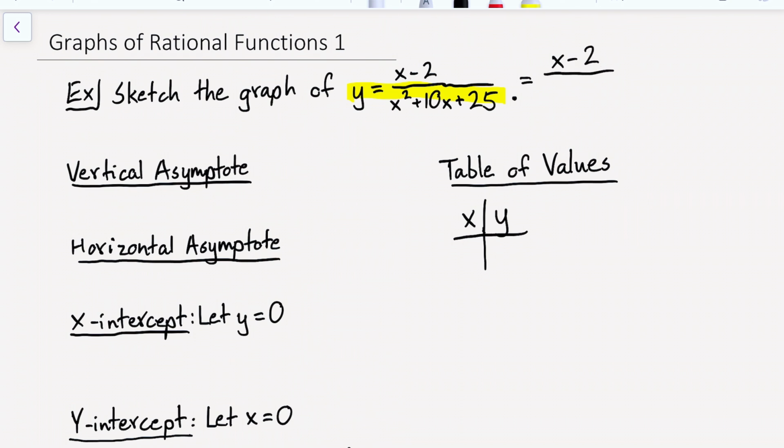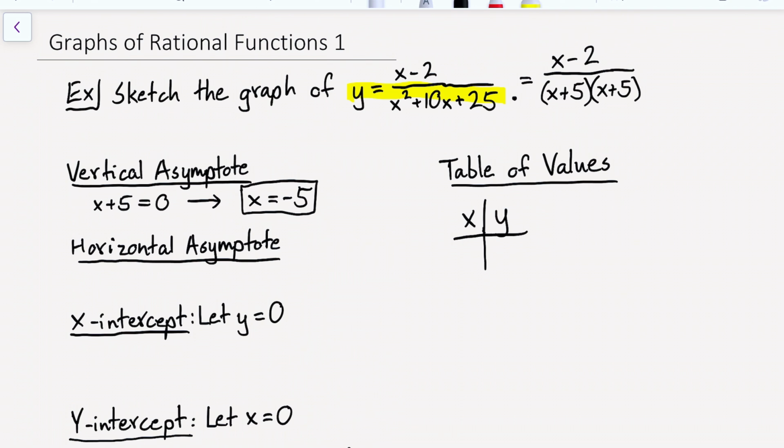Now, it may be best to write this function in its factored form. The denominator factors into the linear factors x plus 5 and x plus 5. So let's compile some information about this function. First, what is the vertical asymptote? That's where the denominator equals 0. So x plus 5 equals 0 implies there is a vertical asymptote at x equals negative 5.